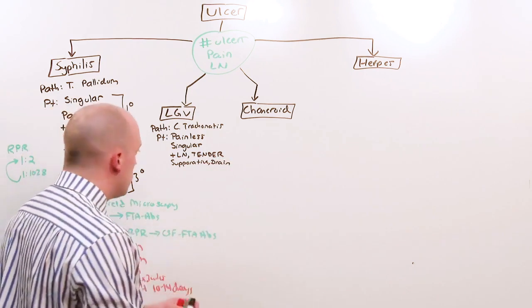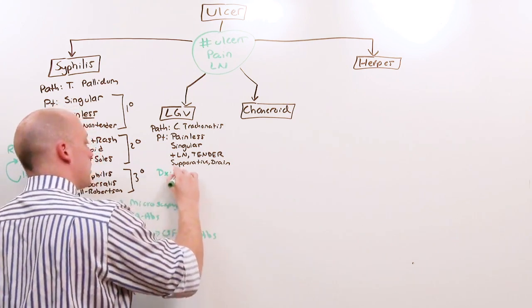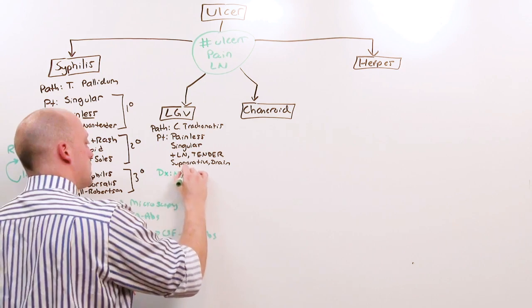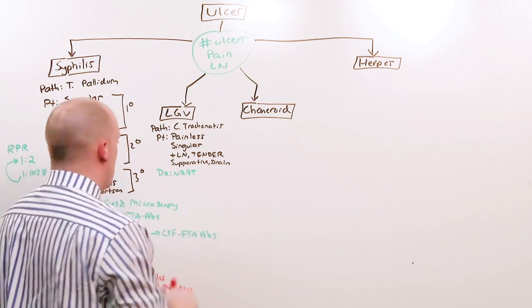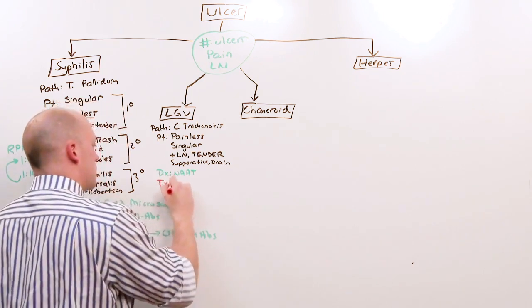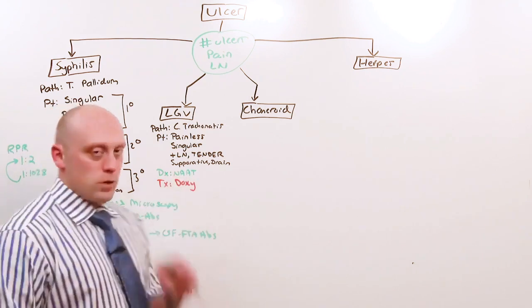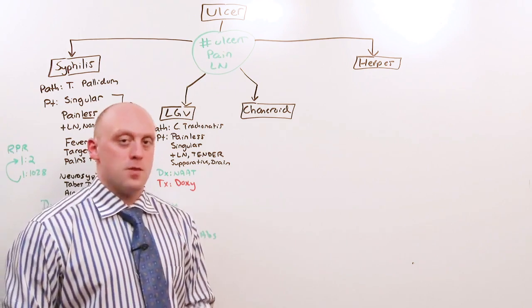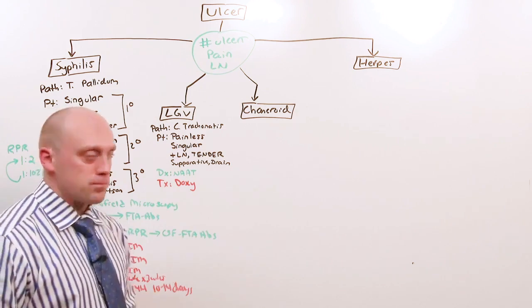If they do, you can run a nucleic acid amplification test to confirm the diagnosis, and the treatment is with doxy. Look for the lymph nodes that are draining pus. In the immunocompromised patient, that's probably LGV.